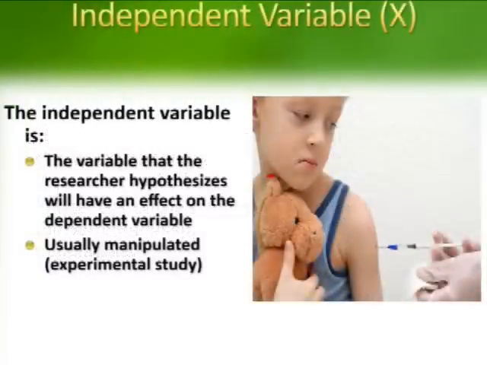Now, we've talked about this before, that the independent variable is the variable that the researcher hypothesizes will have an effect on the dependent variable. It is usually manipulated in the experimental study, but sometimes cannot be manipulated, and that's where we're going to talk about study designs where they're non-experimental. In our case here with our study on having MIs, Lipitor is the independent variable.